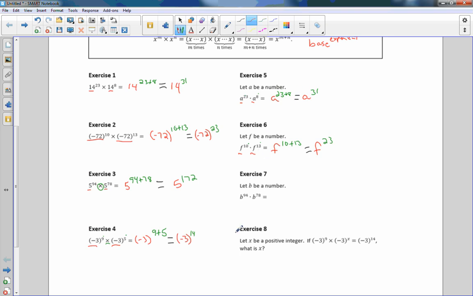Okay, number 7, base b will give me base b. 94, 78, going to be 94 plus 78. And when I simplify that, I'm still going to have a base of b, and I'm going to have an exponent of 94 plus 78, which is 172.